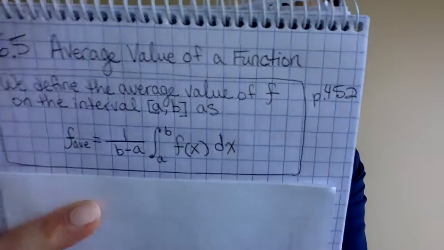Okay, so today is 6.5. We're doing the average value of a function, and this starts in your book on page 451, if you'd like to follow along for that. So we've defined the average value of f on an interval, and this is a red box that's provided for us on page 452. So on page 452, I want this going into your notes, and it's right here.